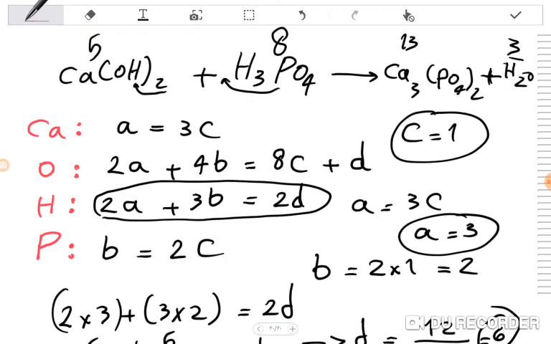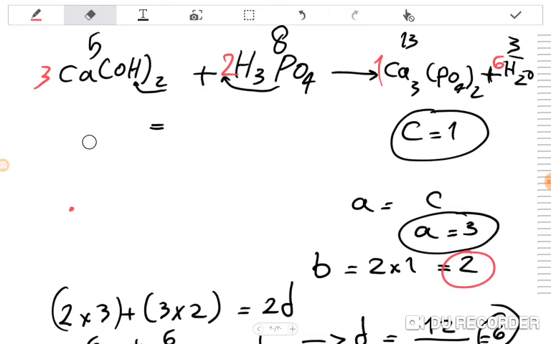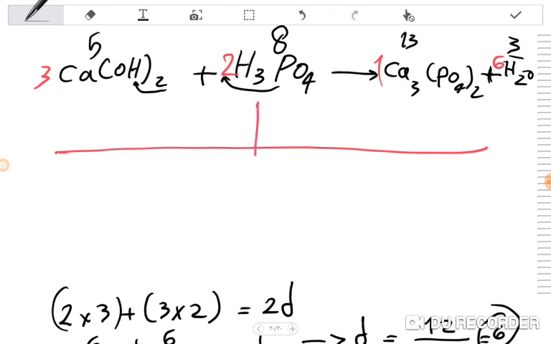Okay? A is 3, B is 2, C is 1, and D is 6. The equation is balanced. We check it. I clean here, and again I draw a table. Reactants and products. Reactants: Ca, O, H, and P.